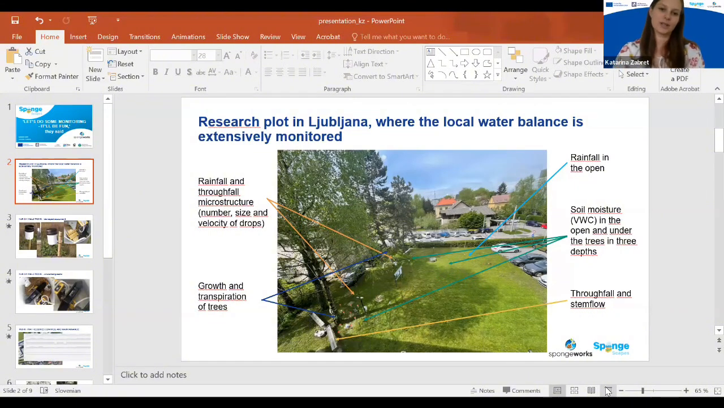So in the SpongeScapes project, we do measurements on this plot presented here, where we have the grassy area and the area covered with trees, where we can monitor the influence of the rainfall interception process. In addition to rainfall, throughfall, and stemflow, growth and transpiration of trees, we also monitor the soil moisture in 3 depths on 3 locations. This is just to give you an insight into our work and experience.